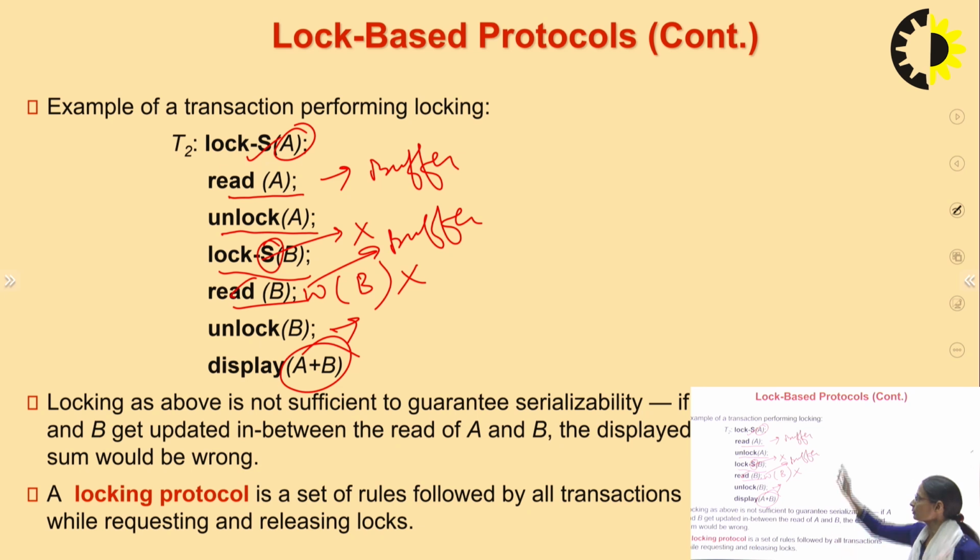Now, if you look at this particular example, it is very simple to follow. But when multiple transactions are executing concurrently with this transaction, then it becomes quite complex. Why does it become complex? Let's suppose A and B get updated in between the read of A and B, then the displayed sum would be wrong in this case. So, a locking protocol is a set of rules followed by all transactions while requesting and releasing the locks.